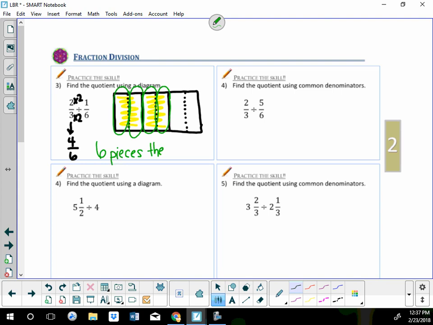Wouldn't it be 4? Yeah, oh, sorry, you're right. 4. I circled 4 there. The size of 1/6. I was so confused. Yeah, I'm glad you checked that. So we have 4 pieces that are the size of 1/6.